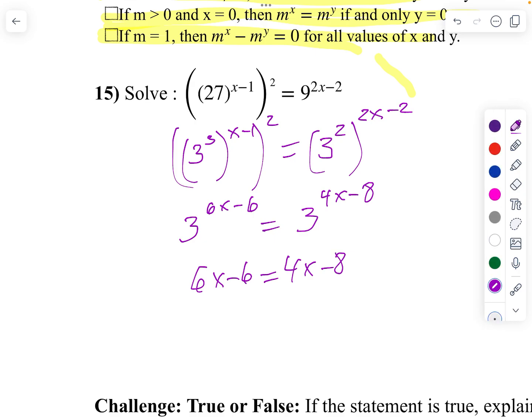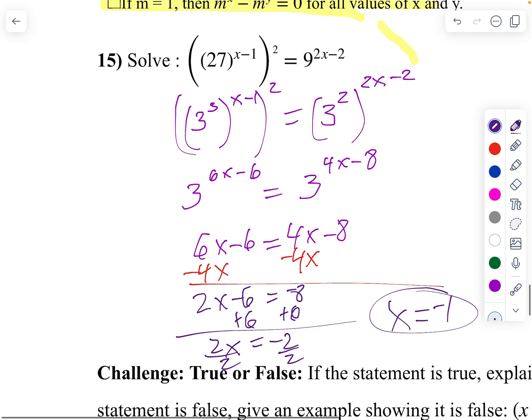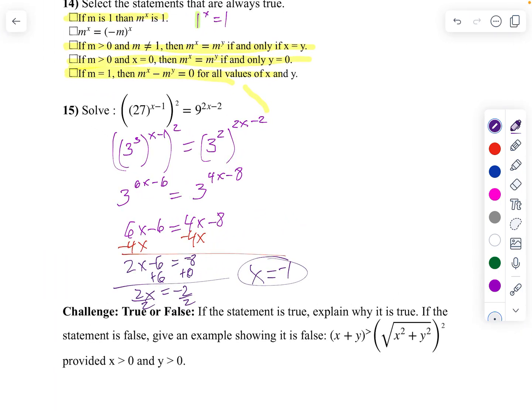Now I'm just going to do my arithmetic. I'm going to subtract 4x from both sides. And I will get 2x minus 6 equals negative 8. I'll add 6 to both sides. 2x equals negative 2, divided by 2. X equals negative 1 is what we should get for an answer there. And then the challenge, we got to do that one on our own to make that true.